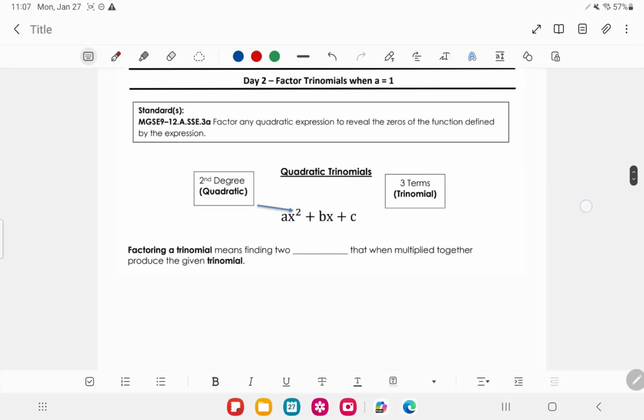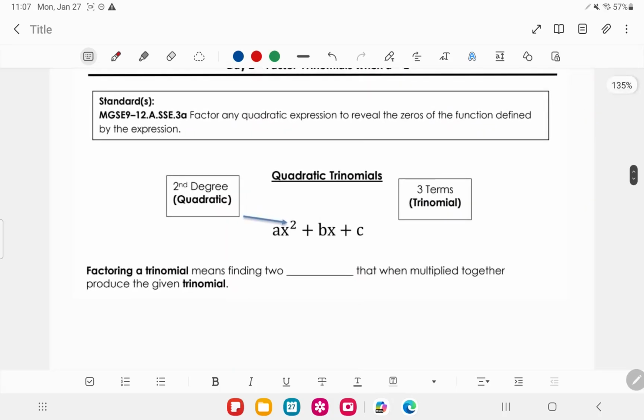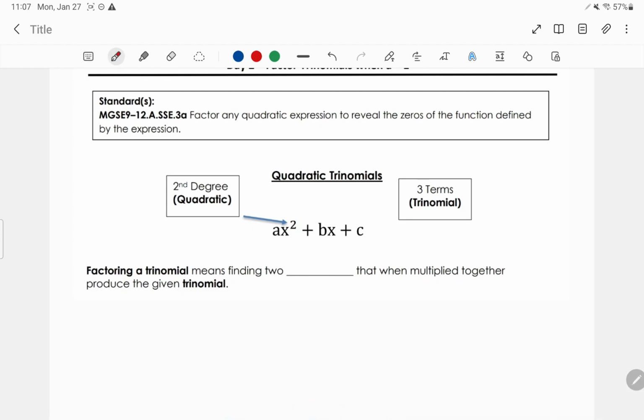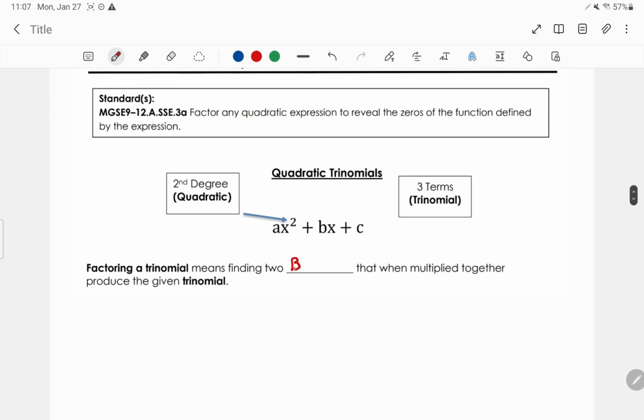Now, you don't have to copy this one. It's basically the same thing. It's talking about quadratic trinomials, which is a trinomial nonetheless. We have all of this, which we already talked about, and this is saying factoring a trinomial means finding two binomials.